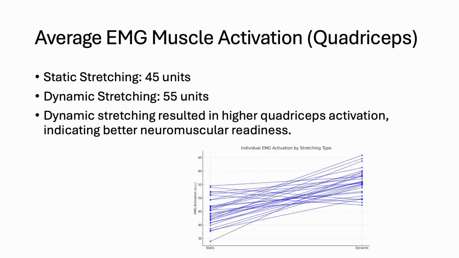And then with the muscle activation, the average EMG reading for their quadriceps was 45 units after static stretching and 55 units after dynamic stretching. There's a significant increase showing that dynamic movement actually primes the muscles for explosive effort, while static stretching might reduce readiness or keep it similar to before they even did the exercise. And as you can see, the dynamic numbers are much higher.